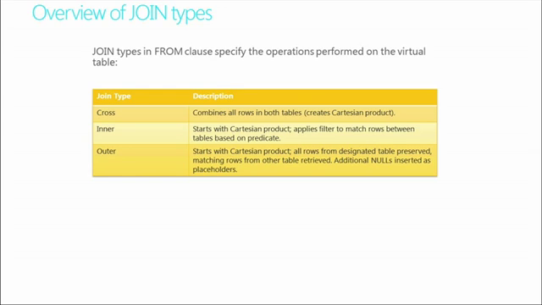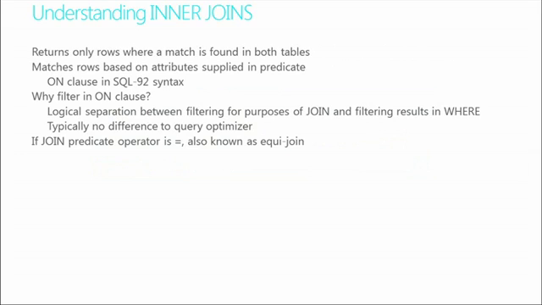They can be a little overwhelming, but as an introduction, cross joins combine all rows in both tables. Sometimes it creates what's called a Cartesian product. Inner joins apply a filter to match rows between the tables. And then outer joins display all rows from a designated table, and then match rows from the other table that the content is being retrieved from.